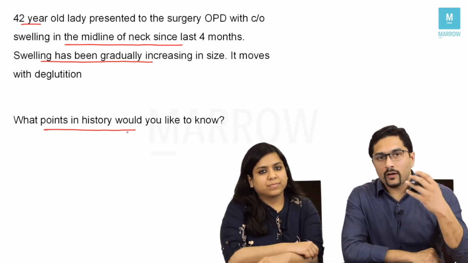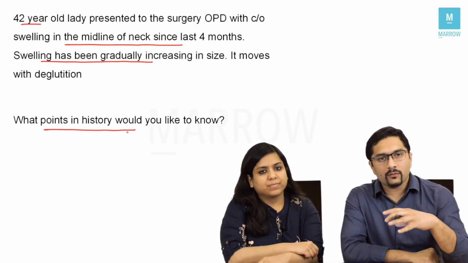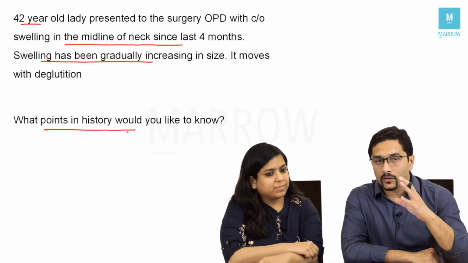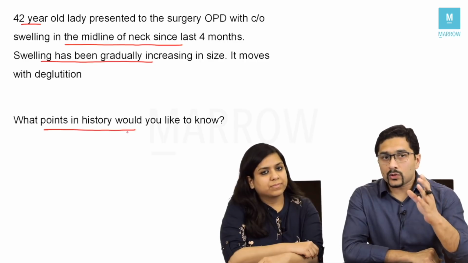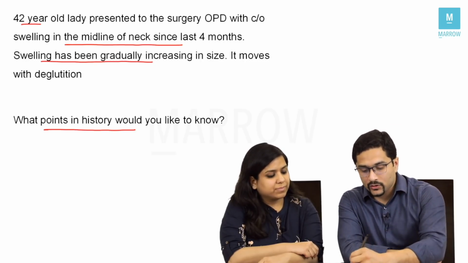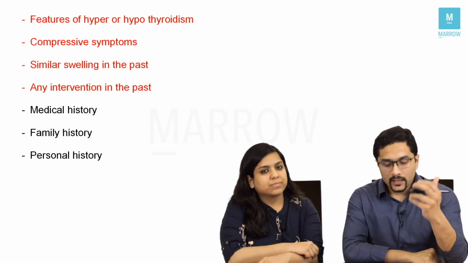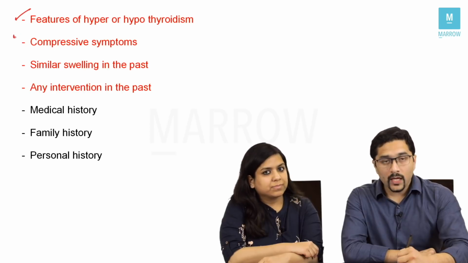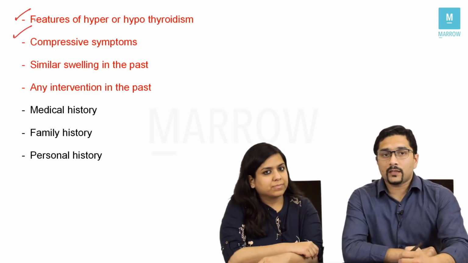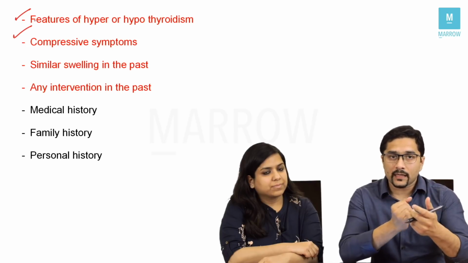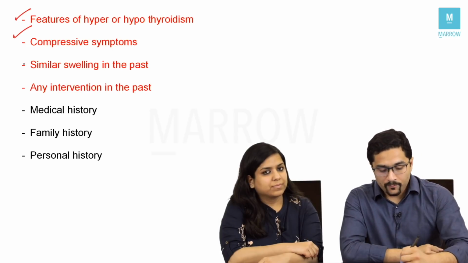So before we move any further, you can probably make out from the question stem that we are probably talking about a thyroid swelling. Now, for those who are in final year, this is very useful for you. What are the points which you will take in history when you present this case? You will ask for features of hyper and hypothyroidism. You will ask for compressive symptoms, whether that is hoarseness of voice, difficulty in breathing, difficulty in eating. Those are the things which you're going to find out.